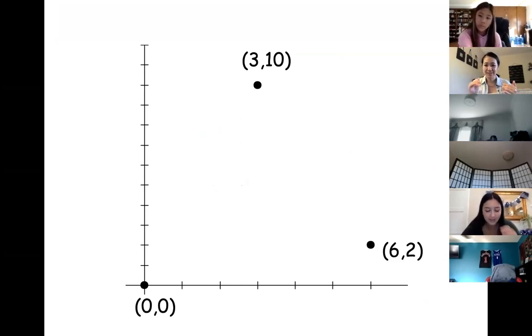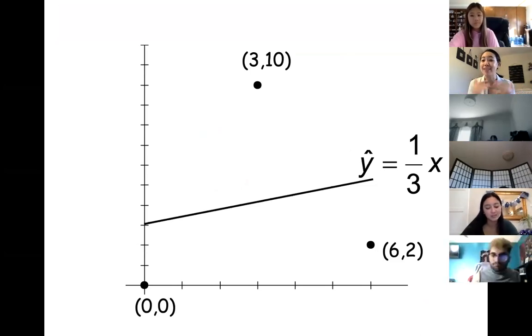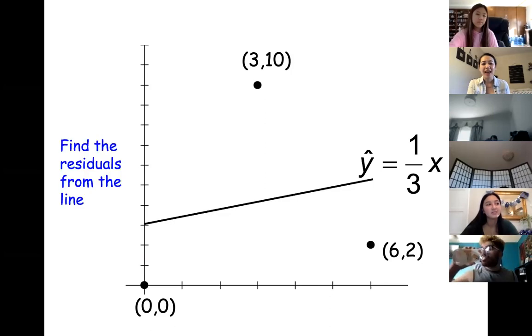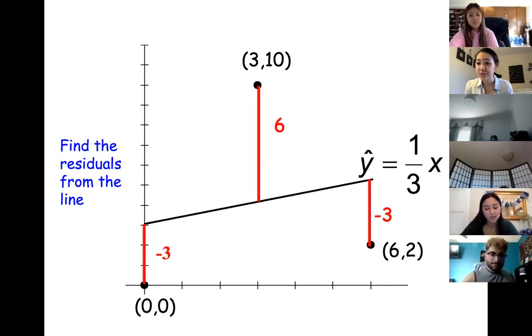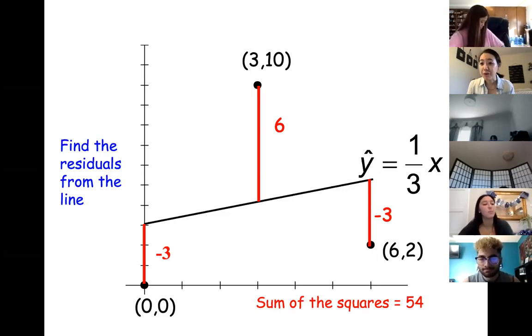Ready, set, go. Okay, I don't know if your line matched that line, but I know my line did not. But this is actually the best fit line. And the residuals, if you were to square them and add them up, give 54. That number is lower than the previous one. And in fact, there's no line that you can make through these 3 points that would have a lower sum of squares, which is why this is the best fit line.